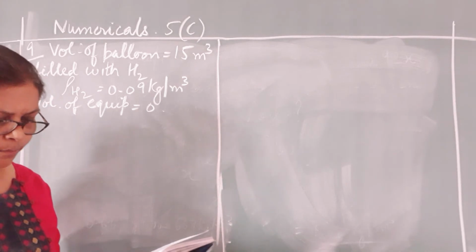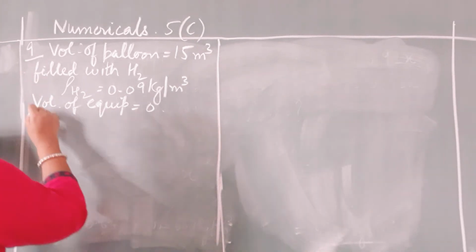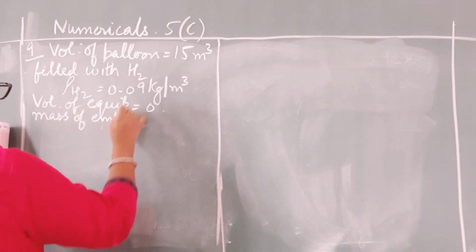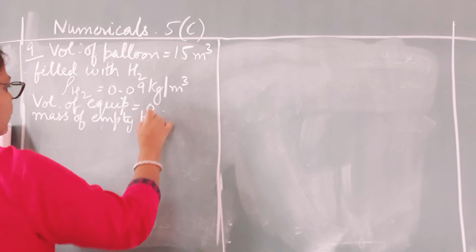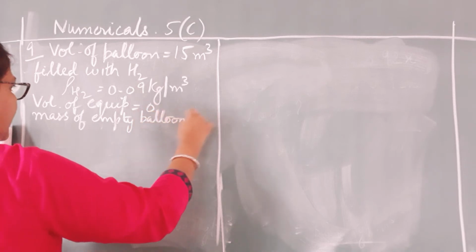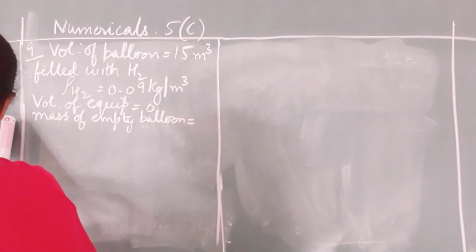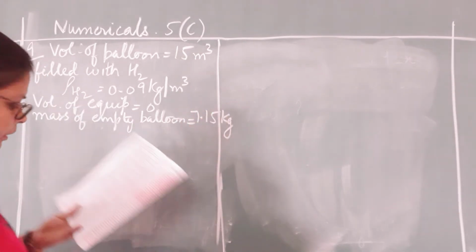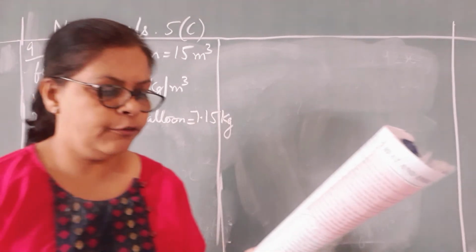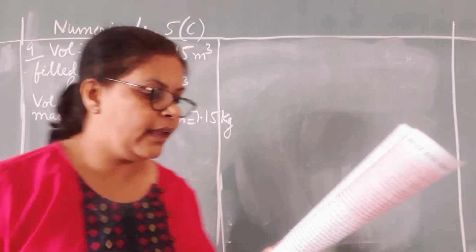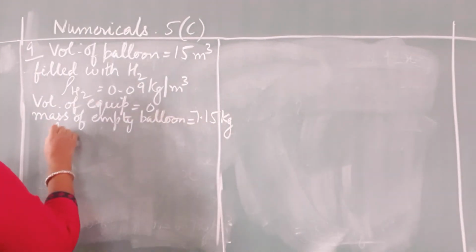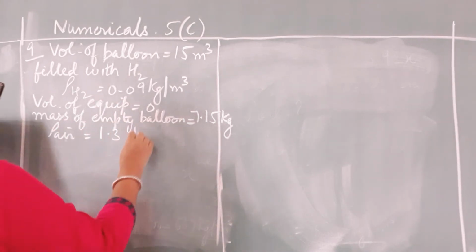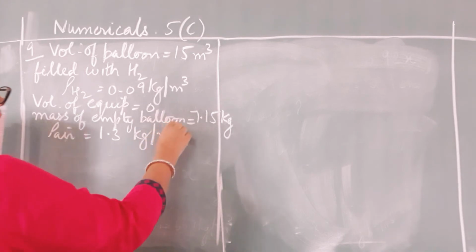And what else is given? The mass of empty balloon is given to be 7.15 kg. Okay, so the mass of the empty balloon is given and the balloon is floating in air. So the density of air is also given to be 1.3 kg per cubic meter. You can see all the units are in SI unit.